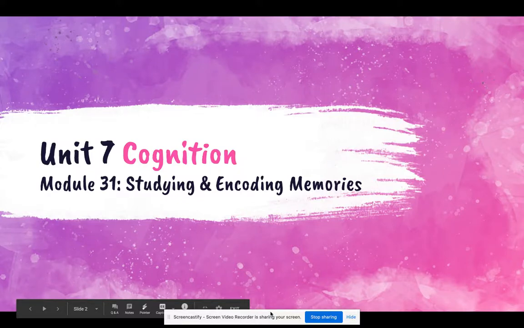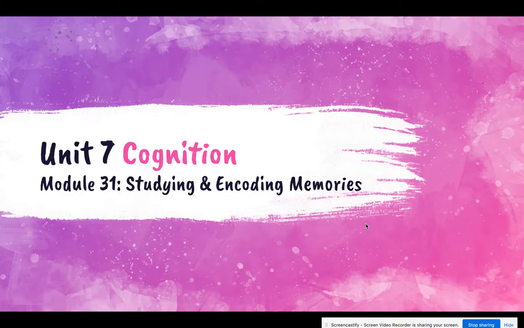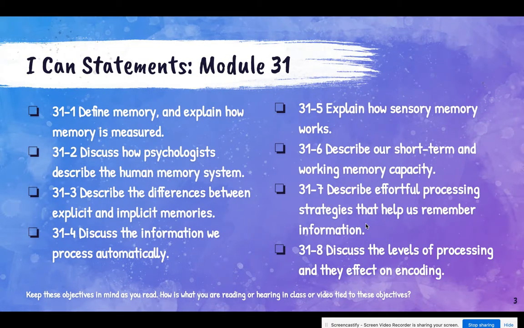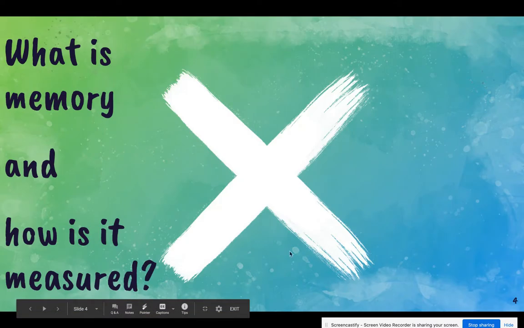So today we're going to be looking at Unit 7 and specifically Module 31, which is how we study and encode memories. Specifically, we're going to look at 31-1 and 31-2. So how do we define memory and can we explain how it's measured?